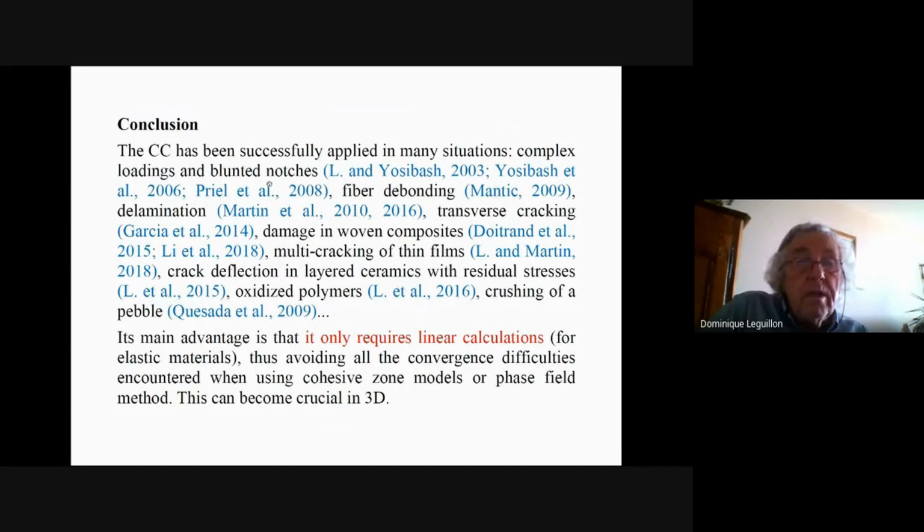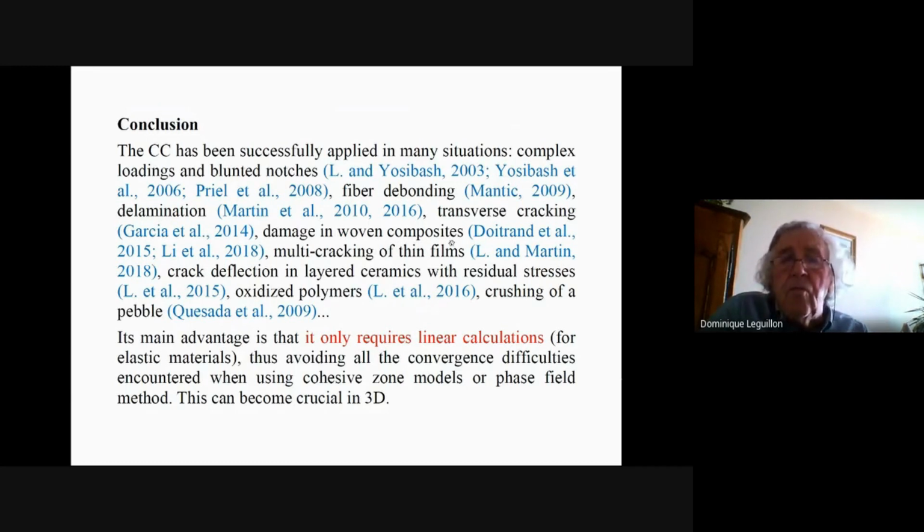Where the CEC has been successfully applied in many situations. Blunted notch is an interesting problem, and here you have some references. Fiber debonding, references here. So this is probably the first work, but the group of Sevi did many other papers following this one. Delamination of composite laminates, transverse cracking here. Even, I think this paper was done in 3D.